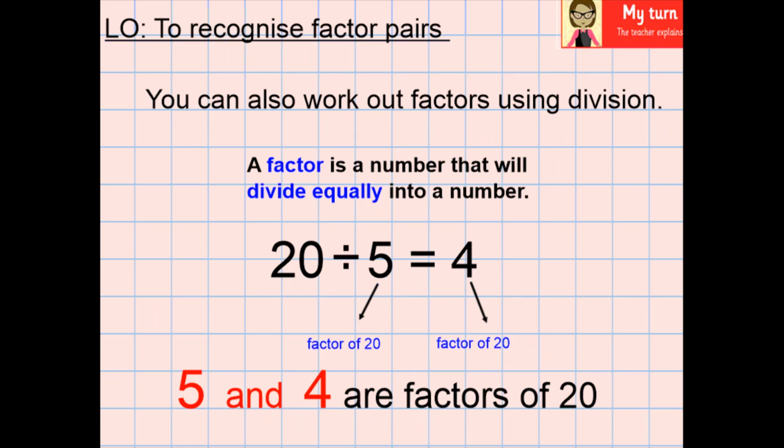You can also work out factors using division. So a factor is a number that will divide equally into a number. So we can use division as well as multiplication to help us with factors. And here's another example. So 20 divided by 5 equals 4. And we can see that 5 and 4 here are factors of 20. So again, 5 and 4 are factors of 20.